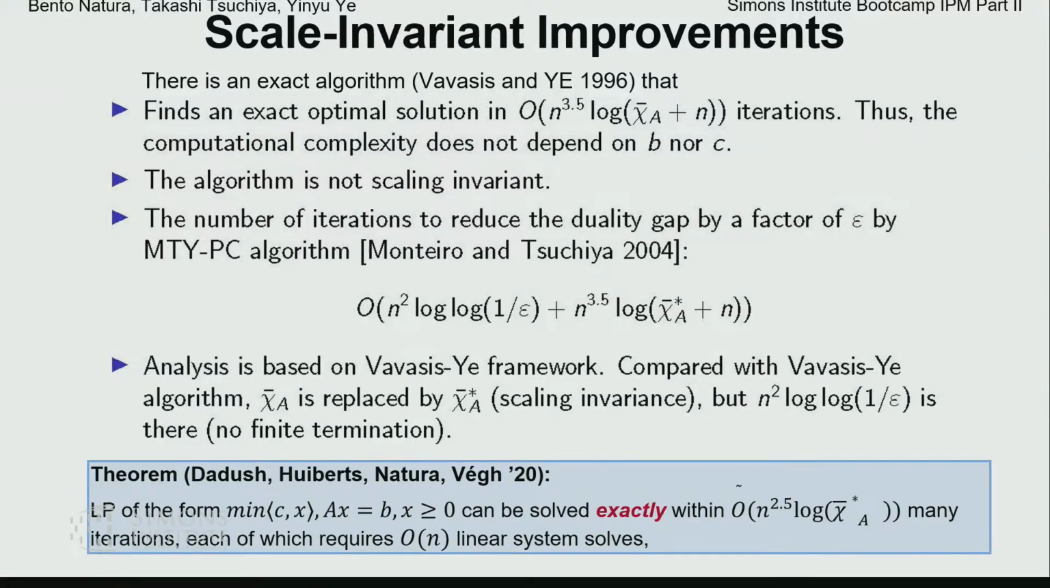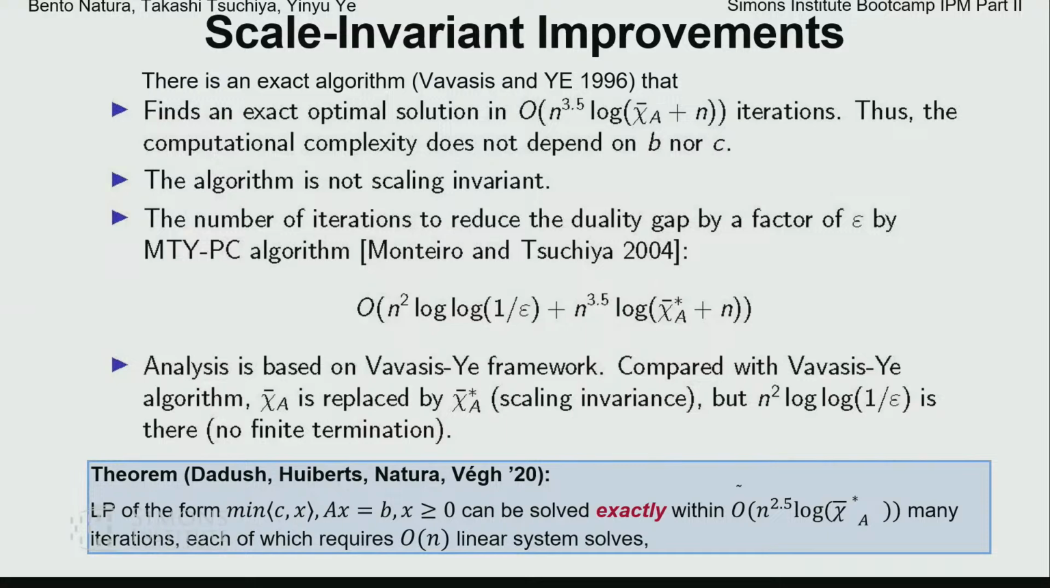Okay, here comes the 2020 paper. You can solve this exactly by n 2.5 log chi-bar star A, which is the smallest one, which is scale invariant. So basically, they create the scale invariant algorithm, for which you only need the linear system solver. It's still like 3.5, but however, you become scale invariant.